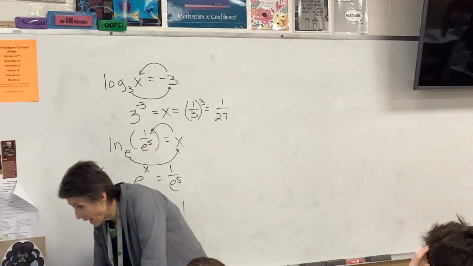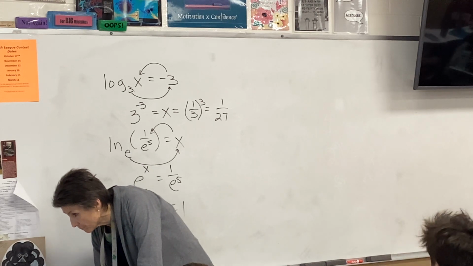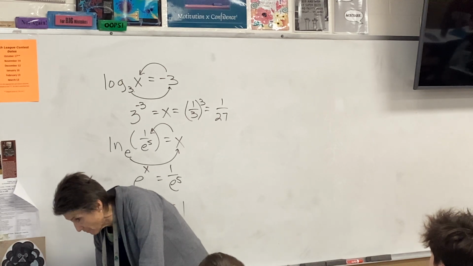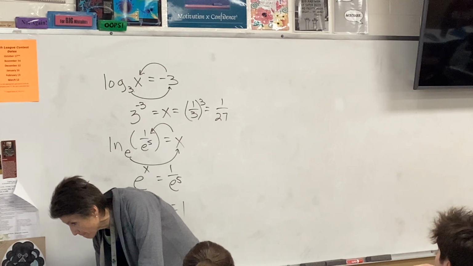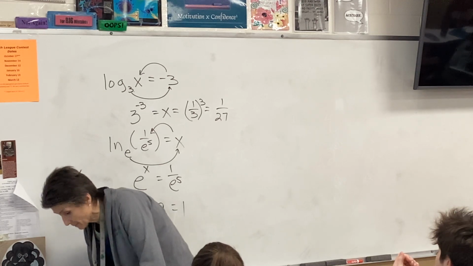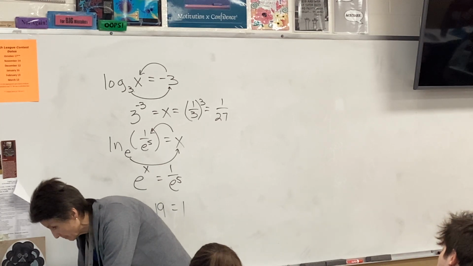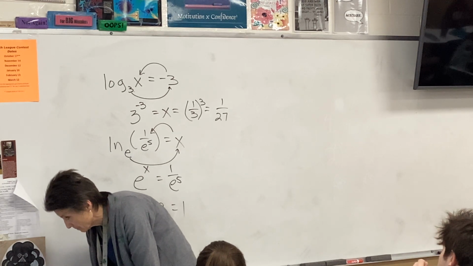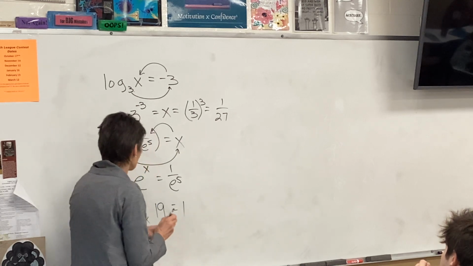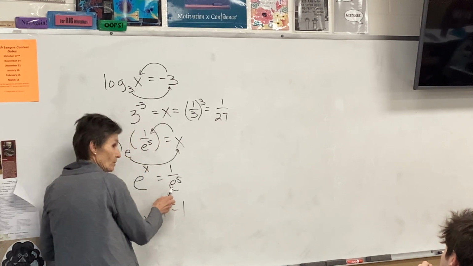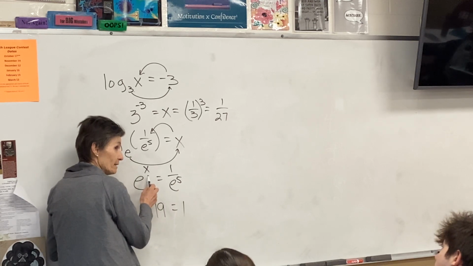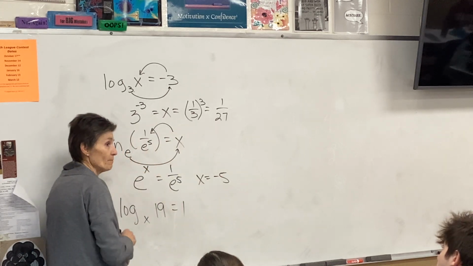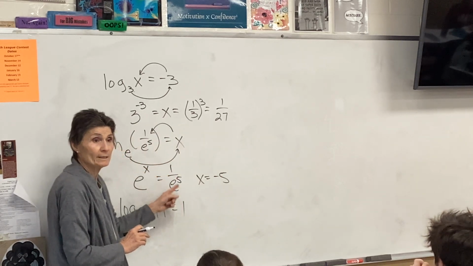So what power? Negative 5. Very good. How does she know it's negative 5? Because it flips the sign. Because this is 1 over, it means that exponent has to be negative, right? So x equals negative 5. e to the negative 5th is how you would get 1 over e to the 5th.